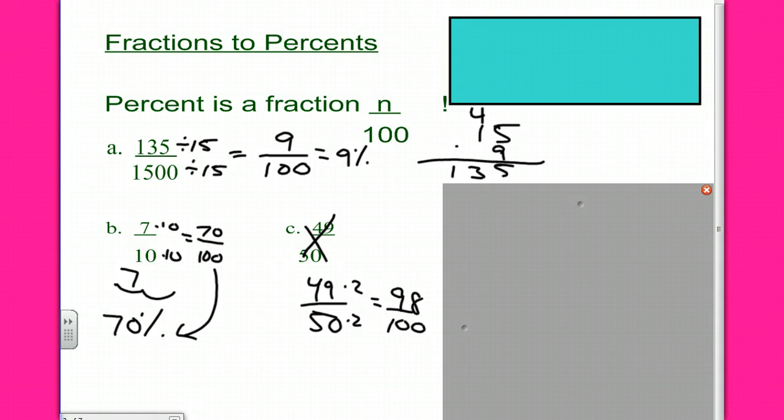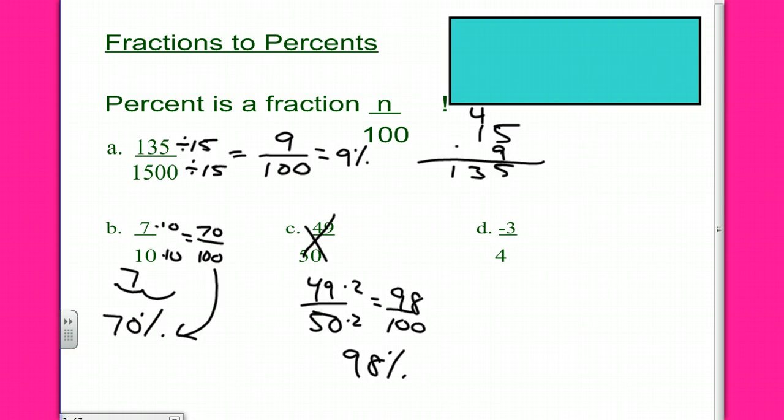Okay, 98 over 100 is what percent? Good job, 98%. And last one, this actually says negative 3/4. So everyone change it, and then we will hear the answer together. Negative 3/4 as a percent is? Negative 75%.